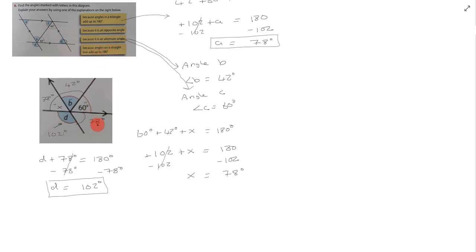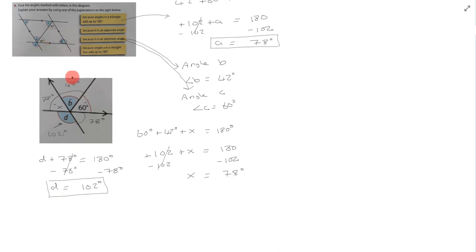Once we worked out that this was 78 degrees, we could work out the angle D, because both of these form a straight line and add up to 180 degrees. So we're able to use this rule to figure out what D is. D is equal to 102.